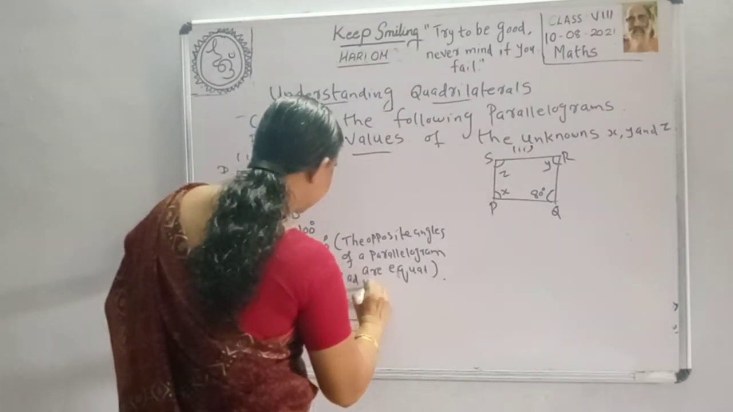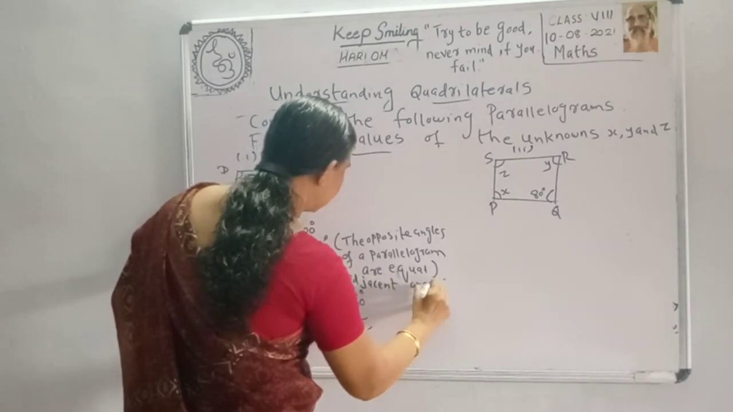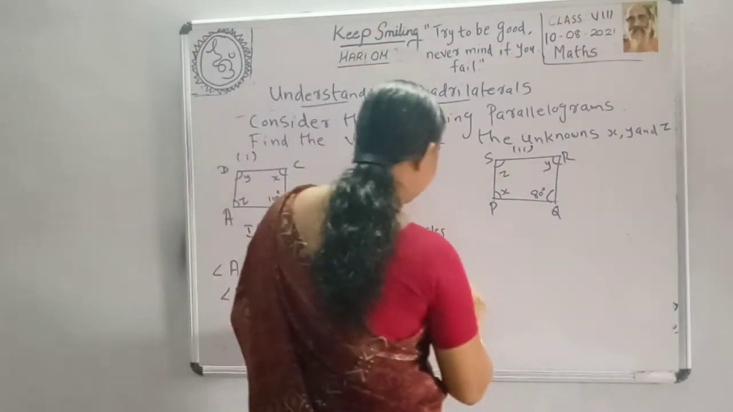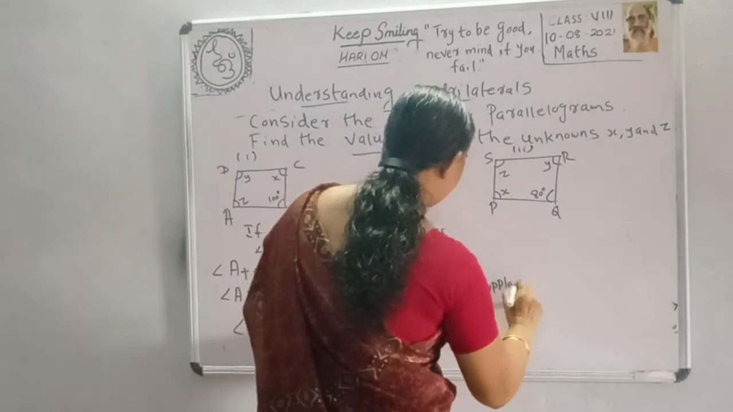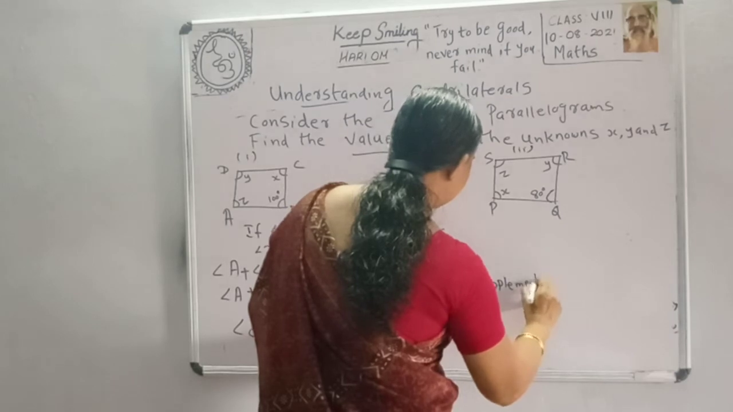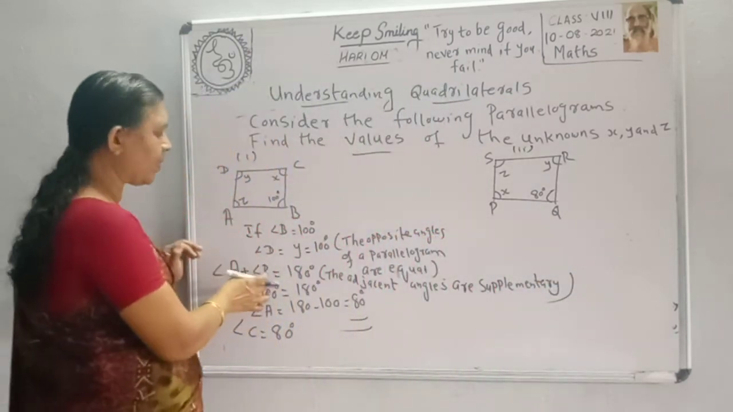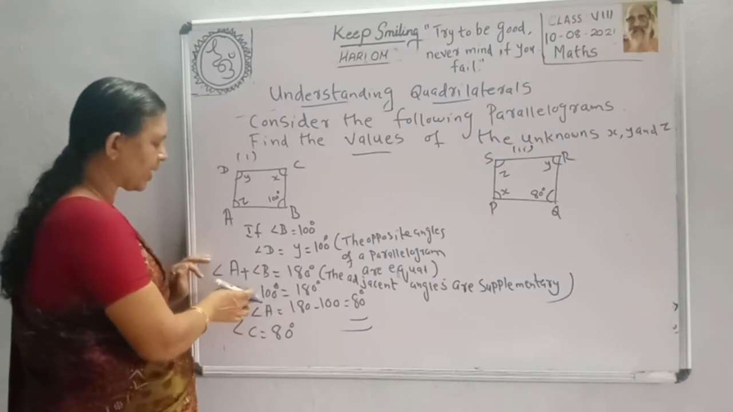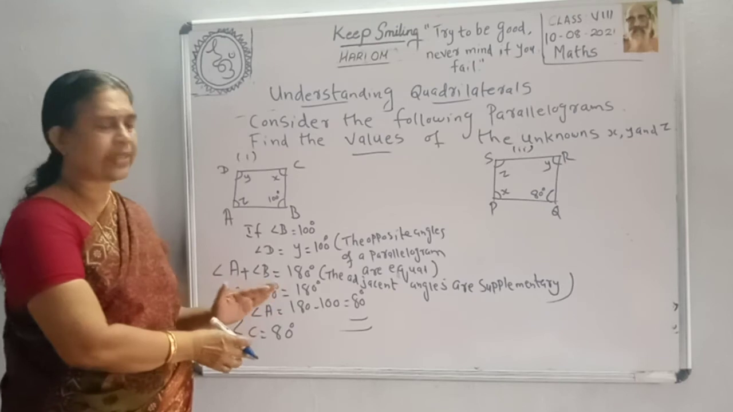Adjacent angles are supplementary. Therefore we can say that angle A plus angle B is equal to 180 degrees. Then angle A plus 100 degrees is equal to 180 degrees. Then angle A is equal to 180 minus 100, that is 80 degrees.